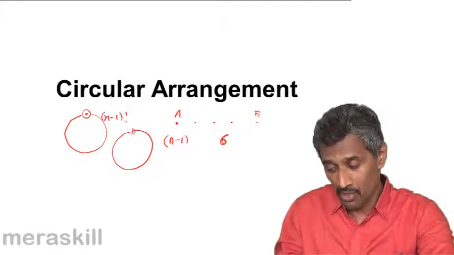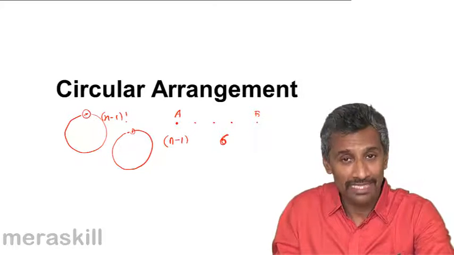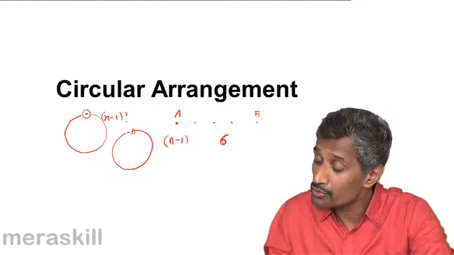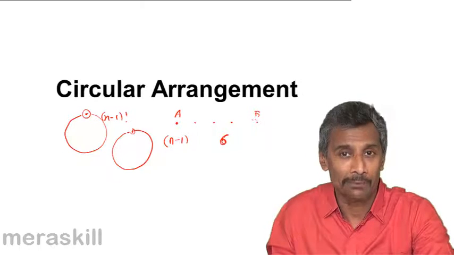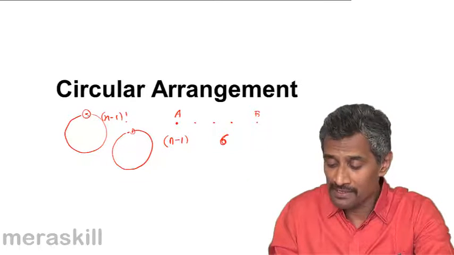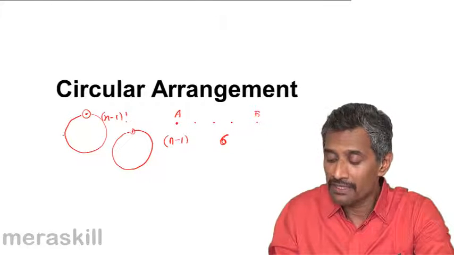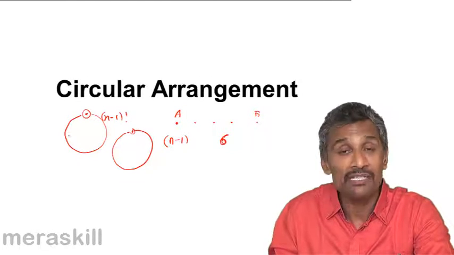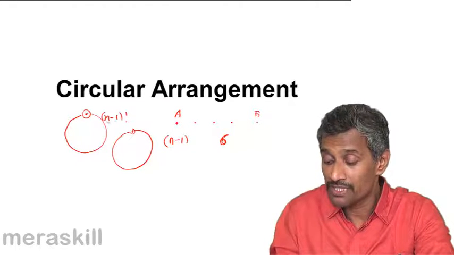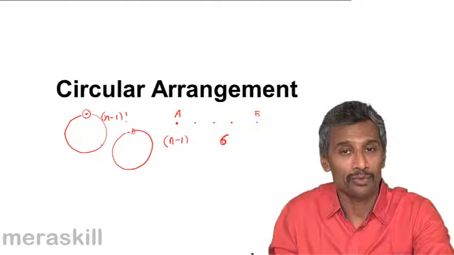One is because the first item and the last item are one and the same in a circular arrangement, which is not true in case of a row type arrangement. Or you can say we can keep one item fixed and keep changing the various arrangements around him, and hence the number of such arrangements will be n minus 1 factorial.